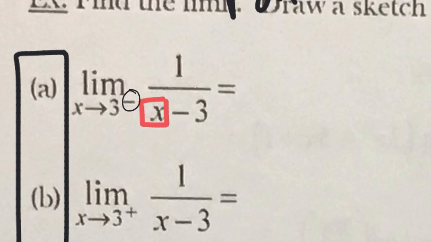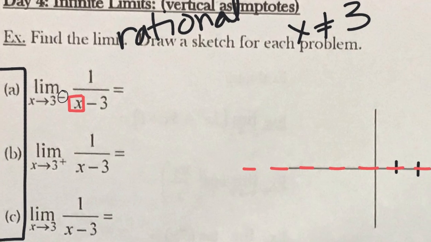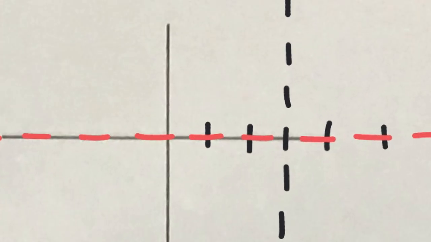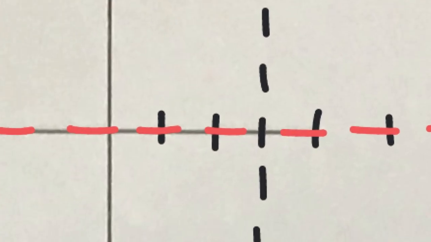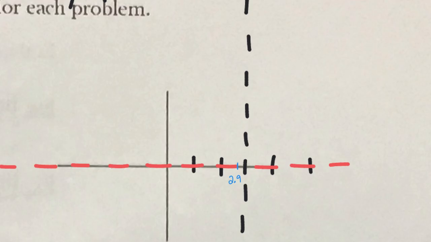Okay, so we have two options. Either your graph goes up or your graph goes down. So what we're going to do is plug in one value pretty close to 3. I'm going to plug in maybe 2.9. We're going to evaluate what the y value is when x is 2.9. That's pretty close to positive 3, right? That is a number close to positive 3, but on the left side of positive 3.